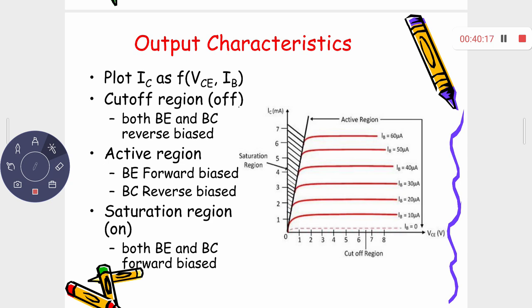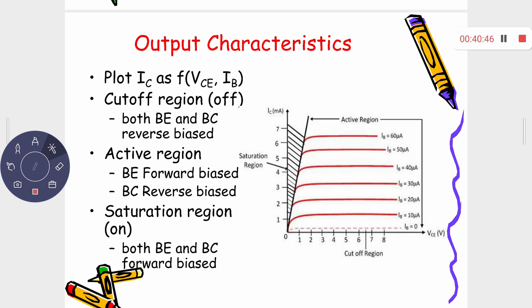Now, what happens? IC versus VCE means the variation of the collector current with respect to the collector emitter voltage. Obviously it depends upon the base current, so that was drawn for a given base current. Now, if I have more IB, what do you expect? I should expect more collector current.